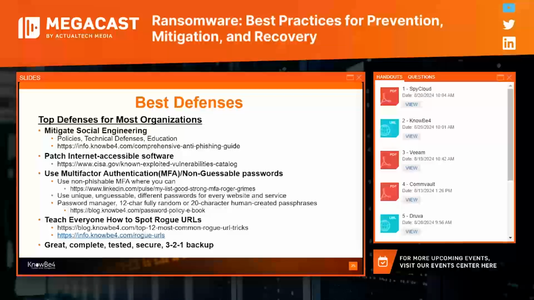Also, make sure to patch your internet accessible software and firmware. I'm a big fan of going to CISA's Known Exploited Vulnerabilities Catalog and subscribing to that. And if you have software or firmware that's on that list, then you want to make sure that you have it patched quickly. You want to make sure that y'all use phishing resistant MFA whenever you can.